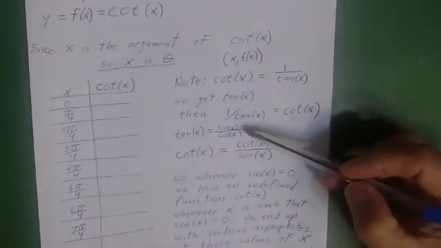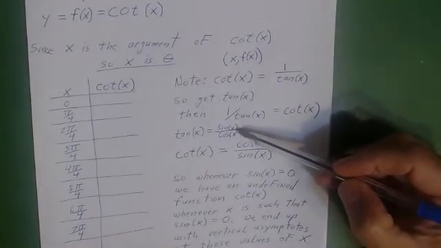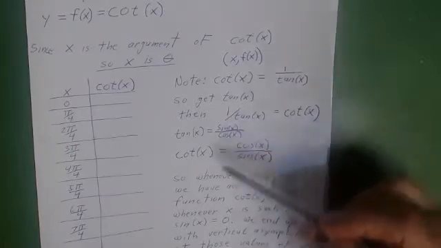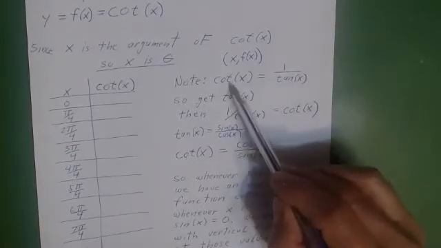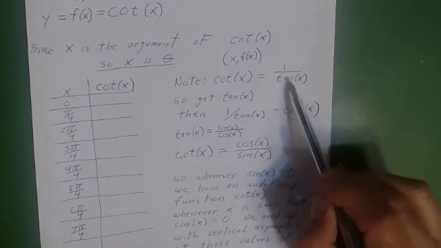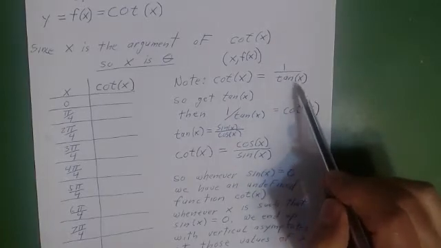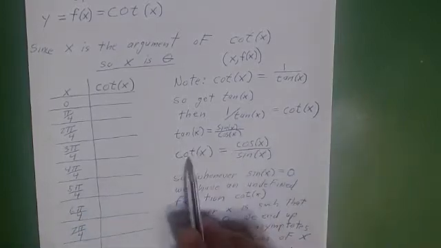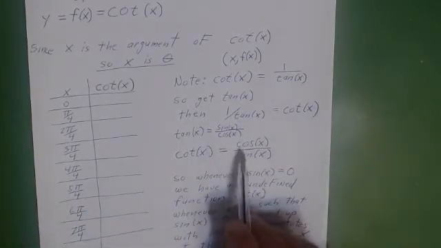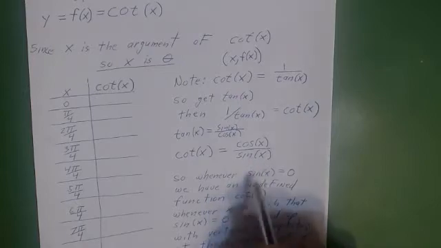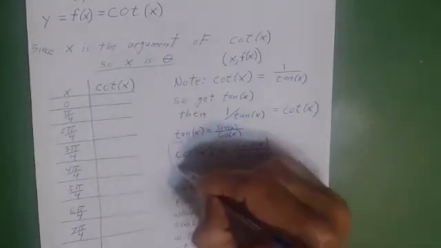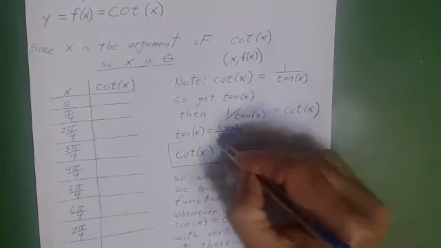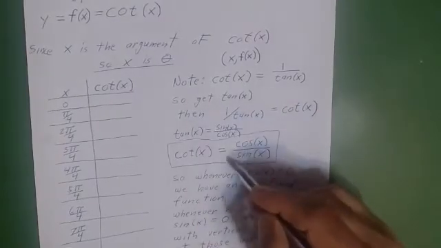And the reciprocal of that is we just do its inverse. We just flip it, because that's what the definition of cotangent is. It's 1 divided by that. So that flips it over, and we have cotangent of x is equal to cosine of x over sine of x. So we know what we're dealing with here, okay? And we want to graph this thing.